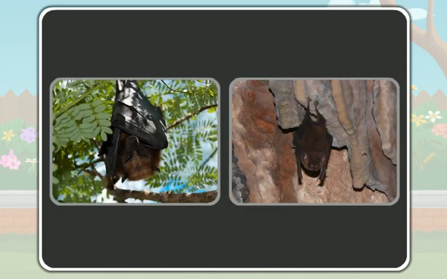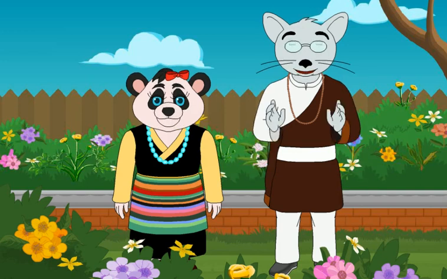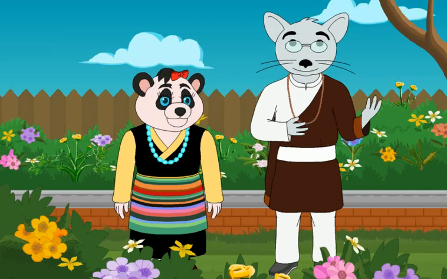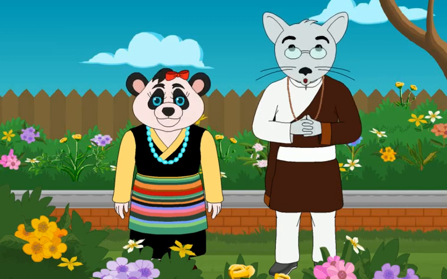A bat lives on trees. It also lives in caves in the forest. Different kinds of mammals live on different habitats. Some of them are terrestrial, while some are aquatic.